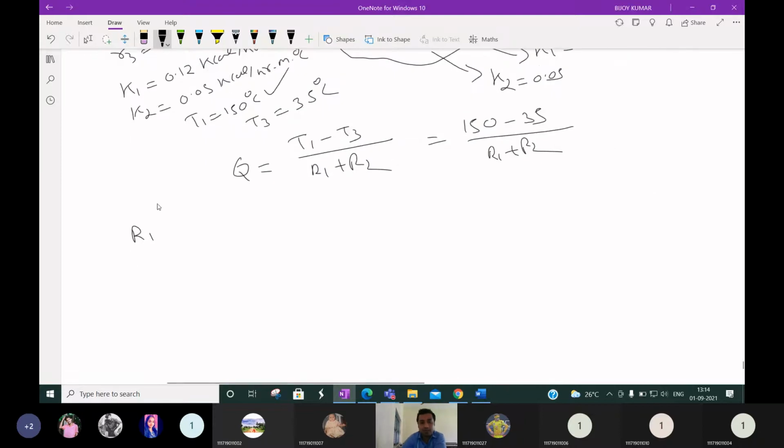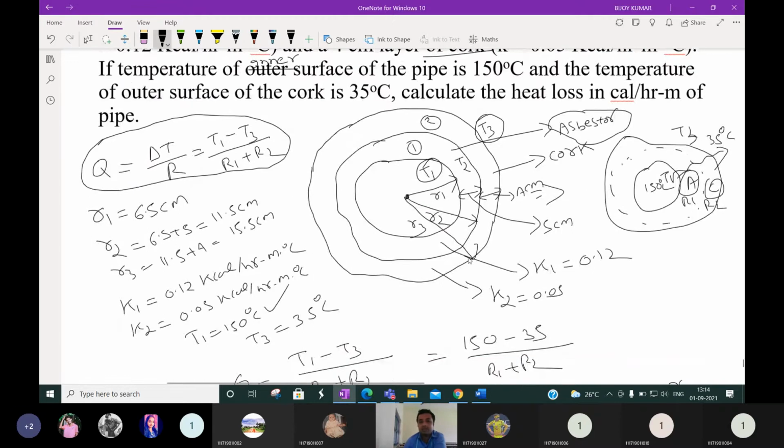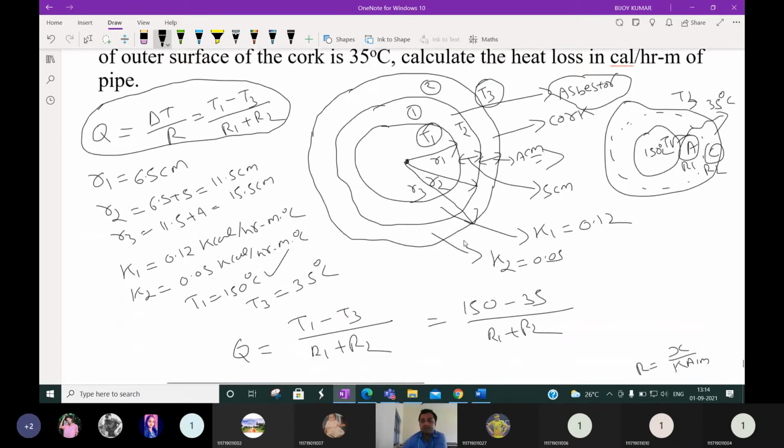Then what is R1? For a cylinder, what is the R value? Can anyone say? The R value for a cylinder is X by K ALM, with the logarithmic mean radius. So R1 will be X1 by K1 into ALM1. Then R2 is X2 by K2 into ALM2. Just remember these two formulas. And X1 is the thickness of asbestos.